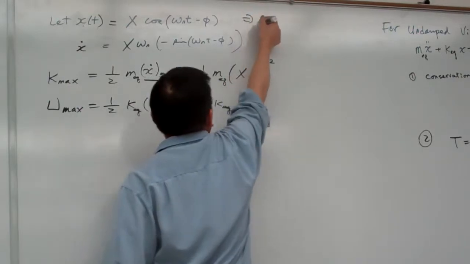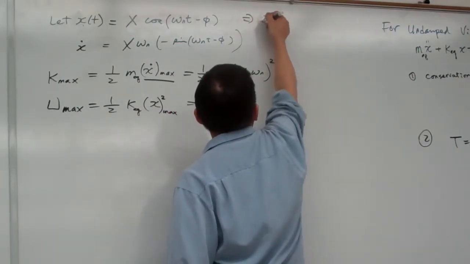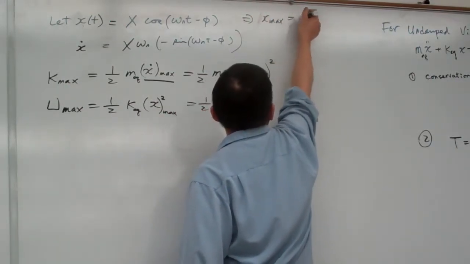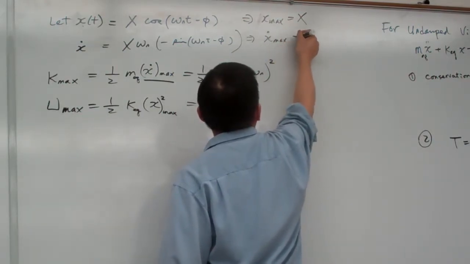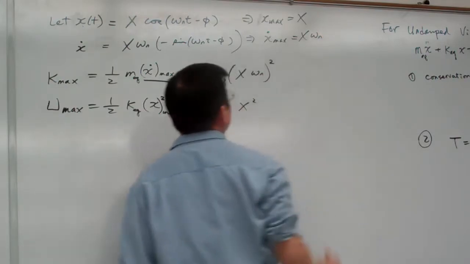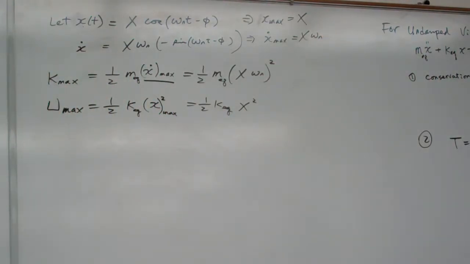So from here I can put a note. Therefore, x maximum equals X, and x dot maximum equals X omega n. Let me put a note here, that'll be clear. Okay.